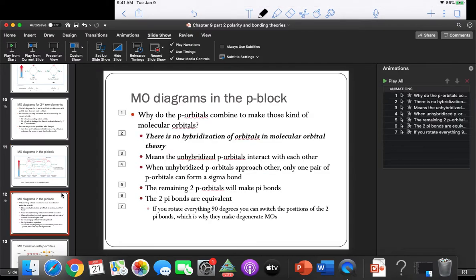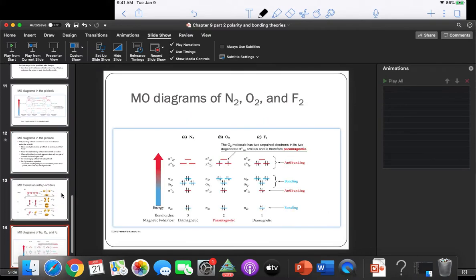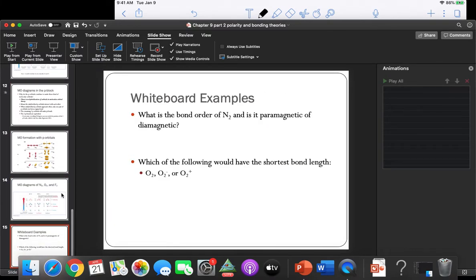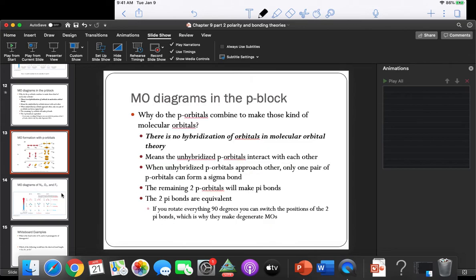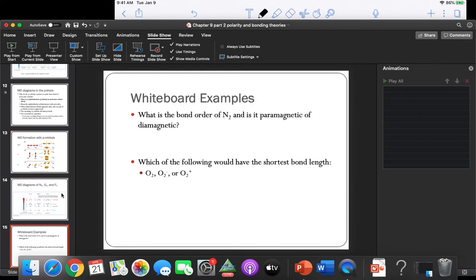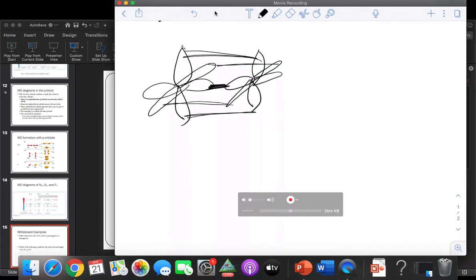I think I have a couple more visual images showing some different things, but really I'm going to skip to the examples. These three slides basically show and demonstrate the same things I'm going to show out of these examples. And hopefully these examples will demonstrate everything that you really want to be able to do or know about these MO diagrams in terms of being able to use them or answer questions for this class.